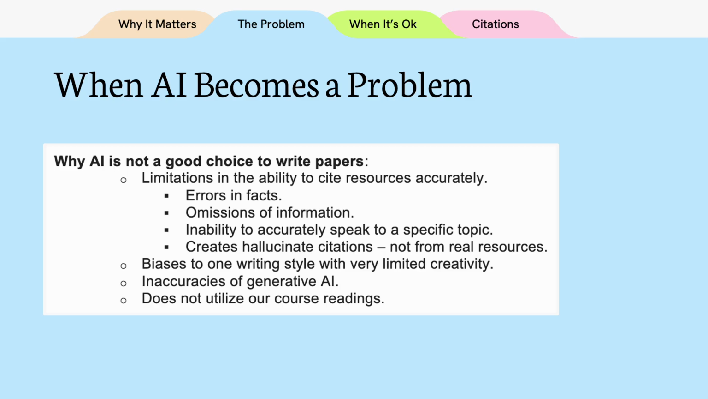Why AI is not a good choice to write papers. It limits the ability to cite resources accurately. There could be errors in facts, omissions of information, and inability to accurately speak to a specific topic. It creates hallucinated citations, which could just be made up citations from resources that aren't real. It can lead to biases and include one writing style with very limited creativity. There could be inaccuracies, and it may not utilize our course readings at all or maybe not in the right ways.